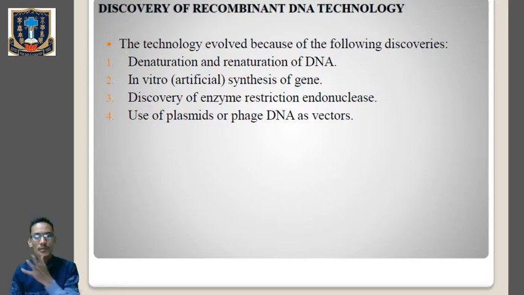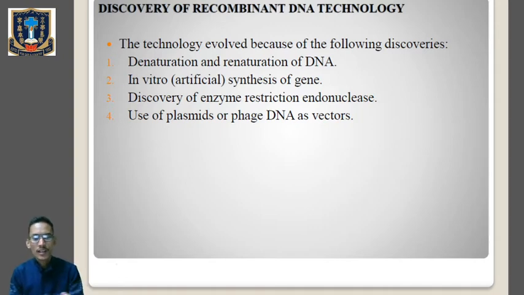Number two possibility is the in vitro or artificial synthesis of a gene having the gene of interest, where we can create multiple copies of a gene having the desirable characteristics, or the segment of DNA. Number three is the discovery of the restriction endonuclease enzyme. If you remember, it is called the molecular scissors.